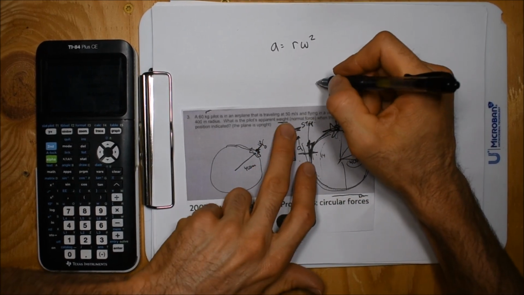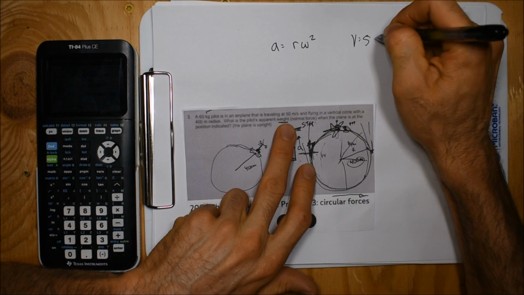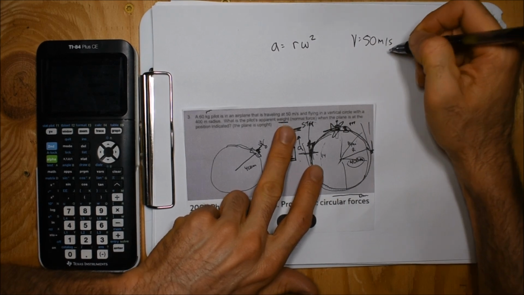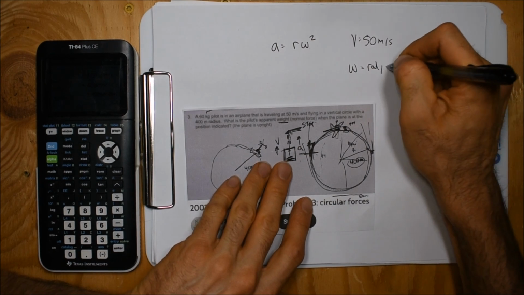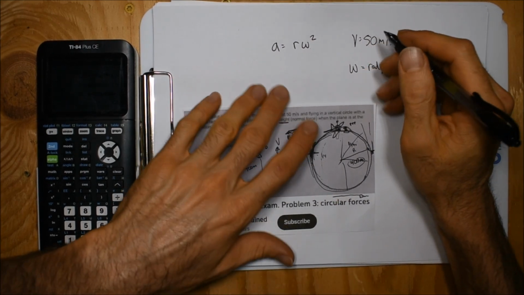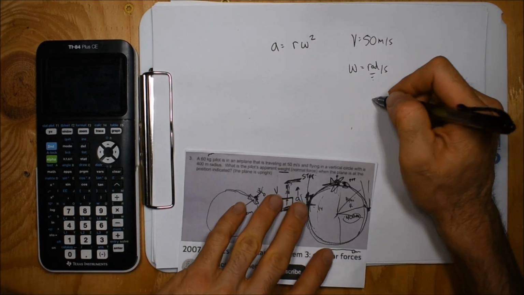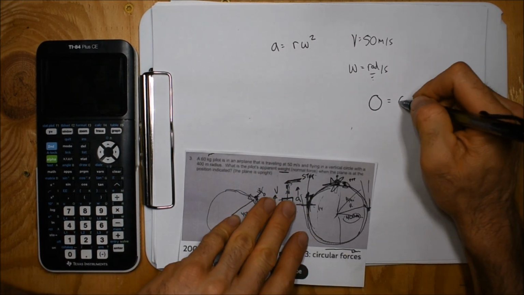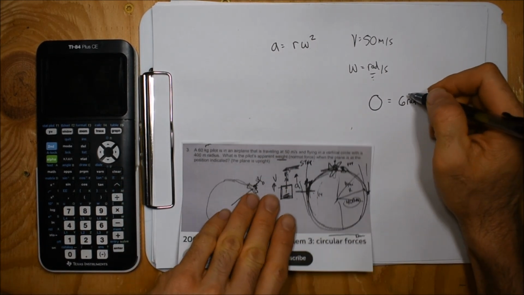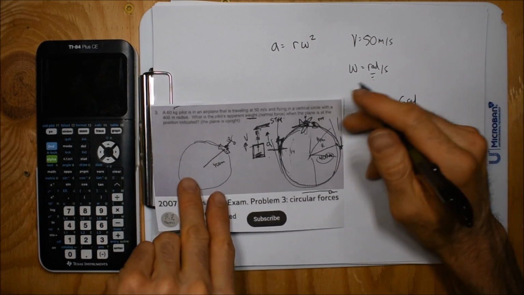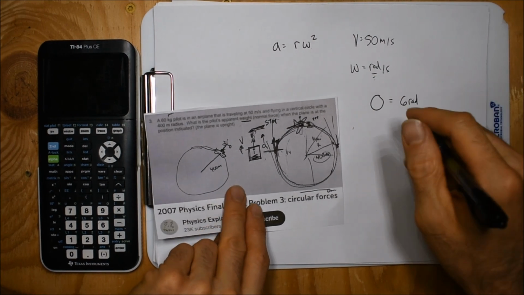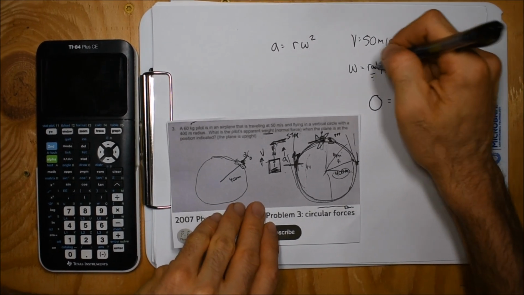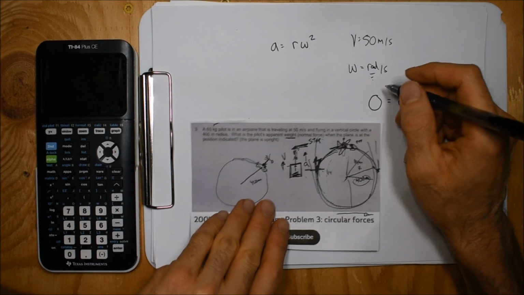So our velocity is 50 meters per second, but omega is in radians per second. What the hell's a radian? That's what I always say. What the hell's a radian? Well, if I have a circle, that's 6 radians. Actually it's 6.28 radians, but let's just go with it. So we need radians per second.